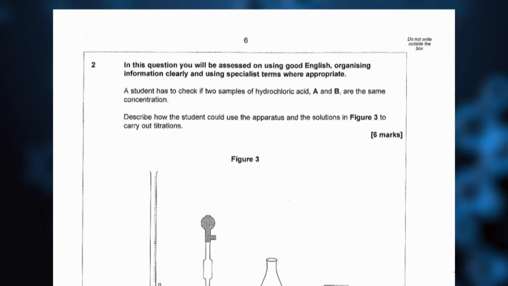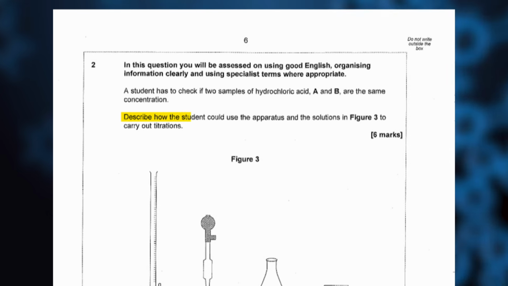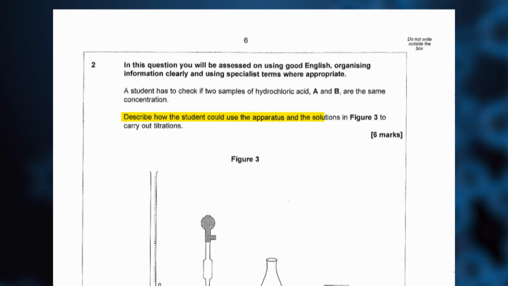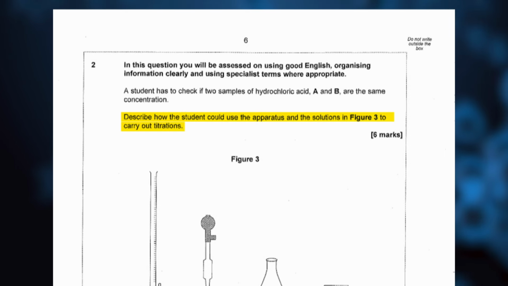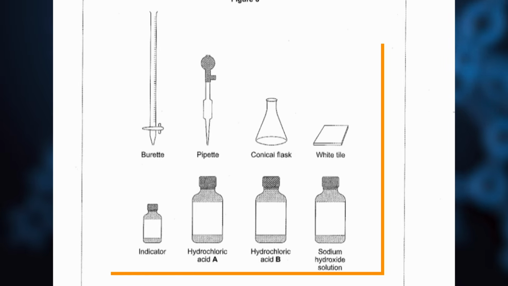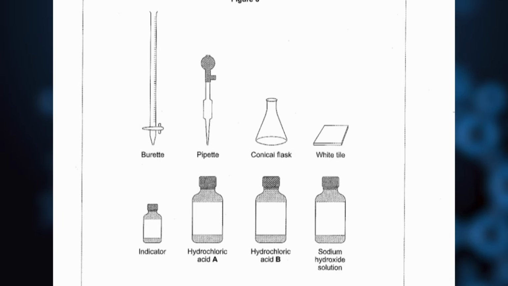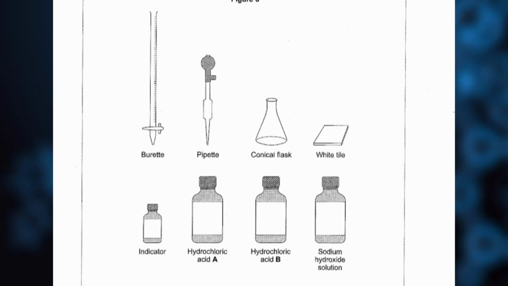The next question is a titration question and it's linked to the practical. And it asks you to describe how the student could use the apparatus below and the solutions in figure 3 to carry out titrations. Pause it here, have a look at the equipment yourself and have a think, what would you put for this question, and see how many marks you would have got after we go through the mark scheme.